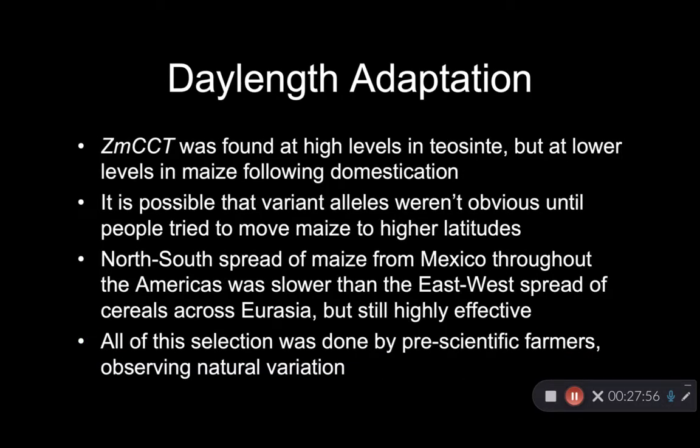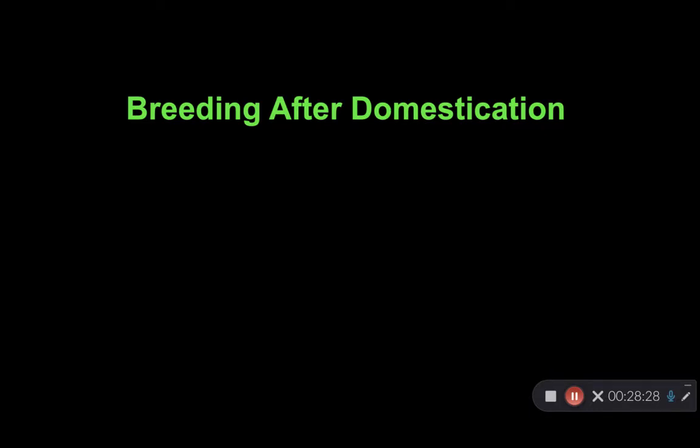So even though ZMCCT was present in teosinte, it wasn't necessary. It wasn't a gene that was very functional in teosinte. But as we domesticated corn, we were selecting, of course, without knowing about this gene, we were simply selecting for plants that would survive in a very northern and southern environment. This allowed for the north-south spread of maize, which is really just incredible. And so we now understand that plants have a plasticity to them that allowed for some of this domestication.